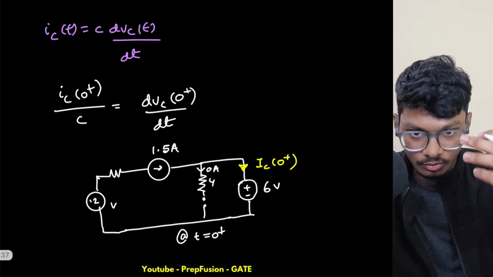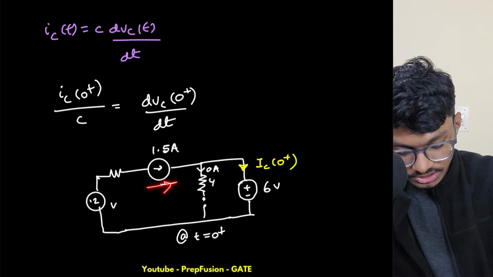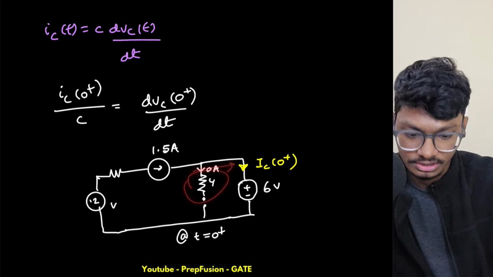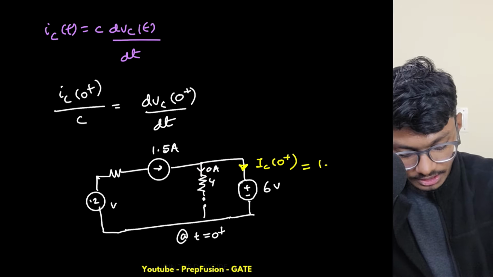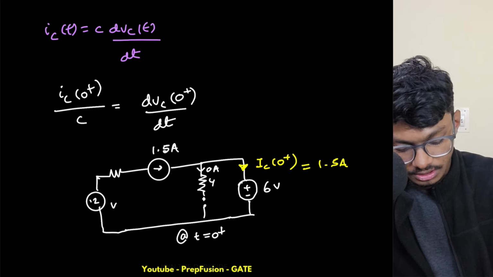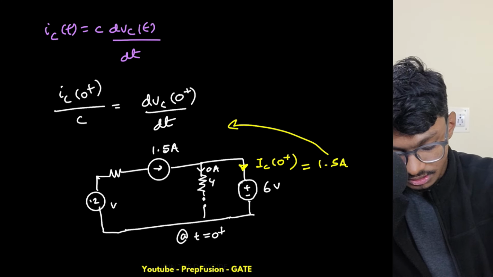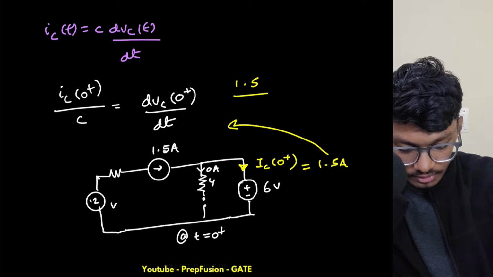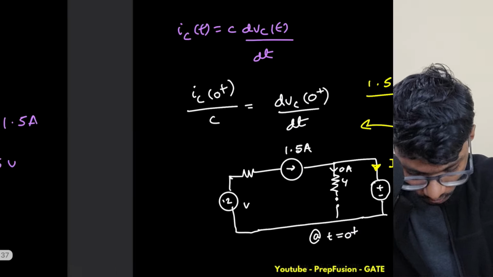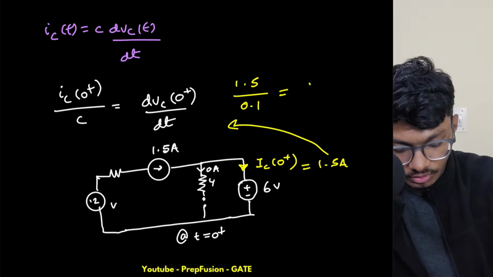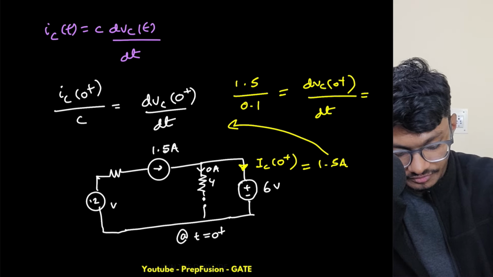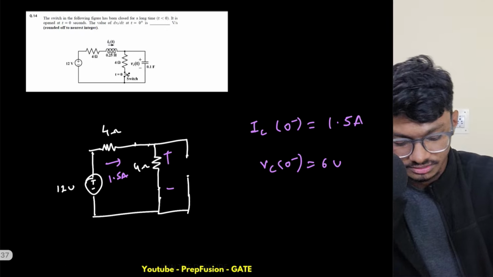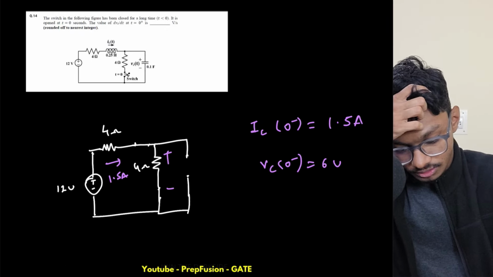So let's see if it's positive or not. So this is 1.5 amps, and this will flow here because through here zero current is flowing. So IC(0+) will be coming into the positive terminal as 1.5 amps. So again I will put this in this equation. So 1.5 and capacitance is 0.1 farad equals to my dVc(0+)/dt, which is equal to 15. Okay, so 15 will be the answer to this question. Very simple.